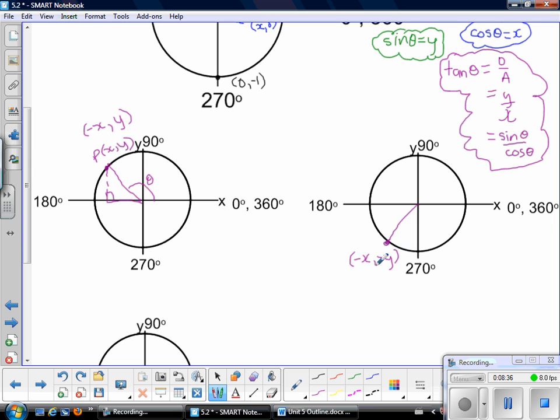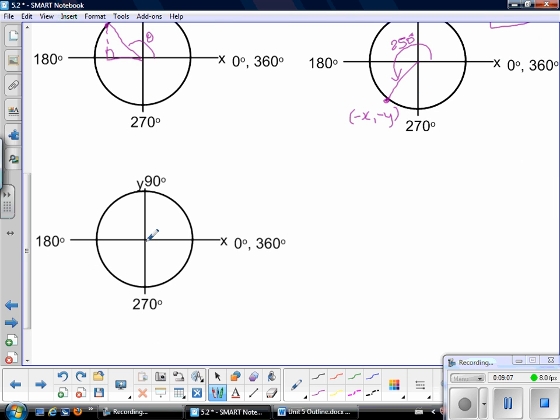Now, this is going to become important when we go to the next page, because if we're looking at an angle down here, and I have no idea what that is, it has to be between these two, say it's 250 degrees. If you took your calculator and found the cos of 250 degrees, you're going to get a negative number. If you take the sine of 250 degrees, you're going to get a negative number. And you'll see that when we go over to the next page. Okay, so the same thing down here, but this time we're going to have a positive x, but our y is going to be negative.